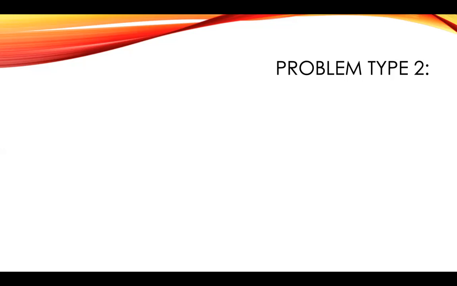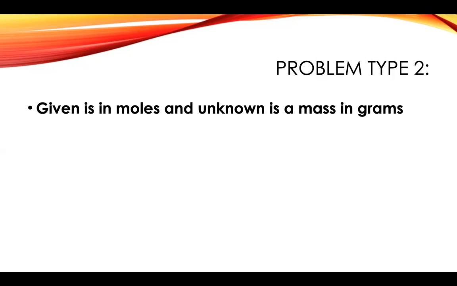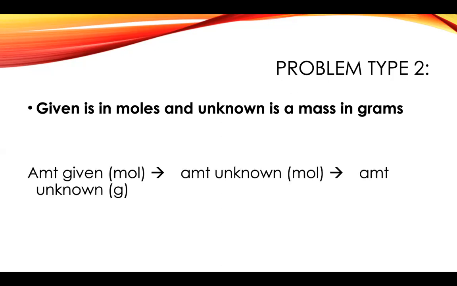Problem type number 2 is if you are given an amount in moles and you are asked to convert to mass in grams. So what you're going to do here is you're going to have the amount given in moles. You're going to use your mole ratio to convert to the amount of your unknown in moles, and then you're going to use molar mass to change moles into grams.